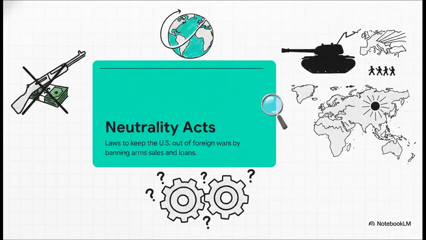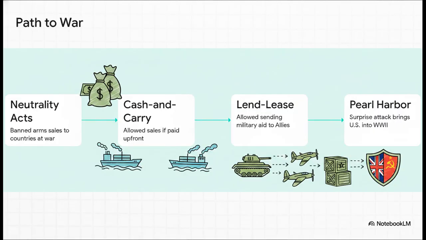So the government actually legislated this desire to stay out of the conflict by passing the Neutrality Acts in the 1930s. These laws officially banned arms sales and loans to any countries at war. But while the U.S. was trying to isolate itself, totalitarian regimes were rising globally. Hitler was violating the Treaty of Versailles, Japan was invading Manchuria, and America's neutral stance was getting heavily tested. Let's move along and see how this builds, because it's an exact escalation.